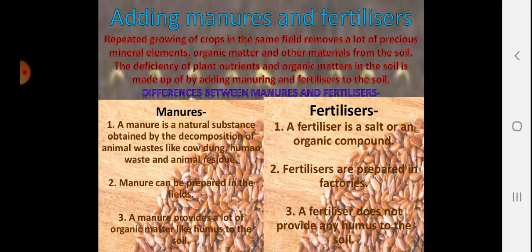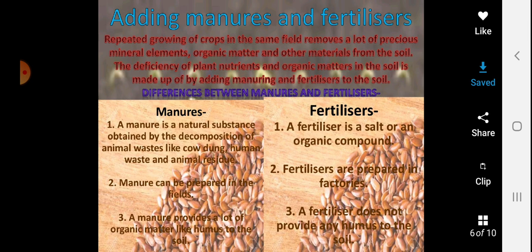Then, manure can be prepared in the fields. You can prepare manure by creating compost and in a biogas plant. At the end of that you receive what is called compost, which you can also use as manure. And manure provides a lot of organic matter like humus to the soil. Now humus is the uppermost black layer of the soil, which is quite rich in nutrients. So these are the three key points for manure. Let's see how it differs from fertilizers.